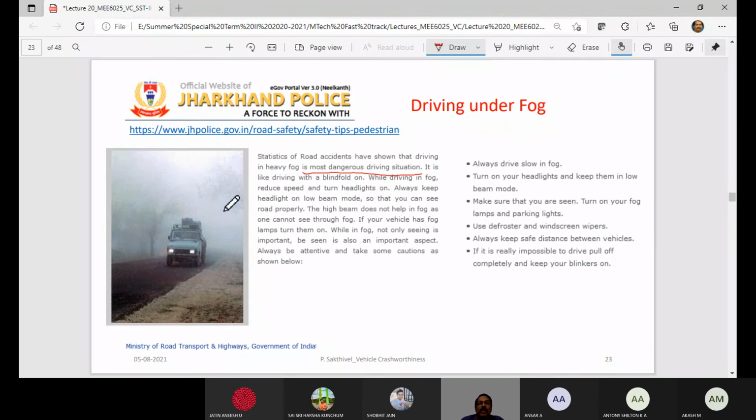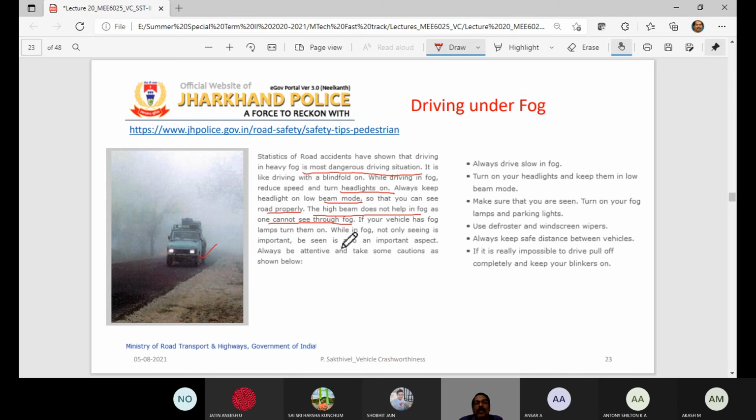While driving in fog, reduce speed and turn headlights on. Headlights should be on. See here, this vehicle with the headlights on. Always keep the headlights on low beam mode, so that you can see the road properly. With high beam mode, the angle of light focus is changed for long vision. Low beam shows the nearest surface of the road to the driver. The high beam does not help in fog, as one cannot see through fog. That's why we don't require high beam in fog.